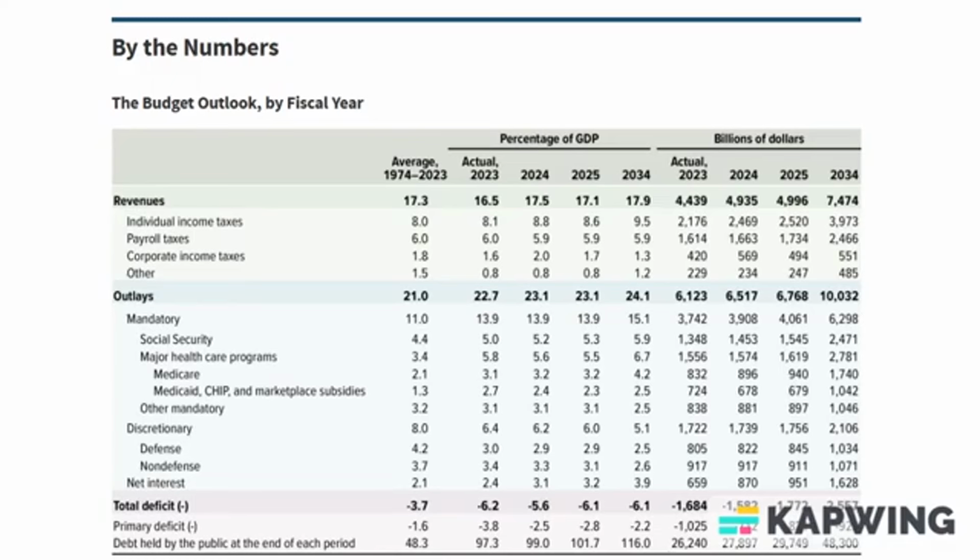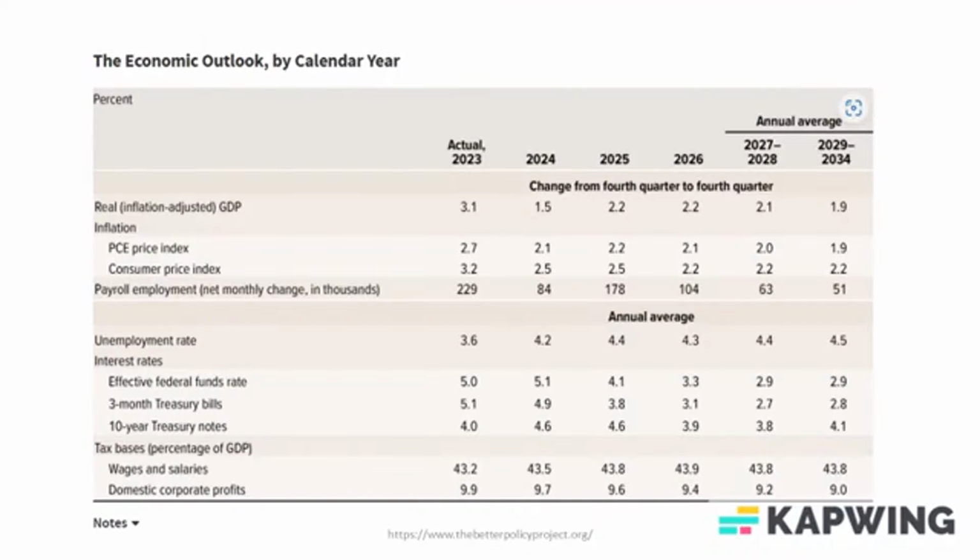Over the next decade, this ratio is expected to rise to 116%, indicating that the debt trajectory is unsustainable without significant policy changes. The primary deficit is projected to decline slightly from 2.5% of GDP in 2024 to 2.2% by 2034. While this may appear to be good news, it is actually concerning. To stabilize the debt to GDP ratio, the US government would need to run a primary surplus, spending less than its revenues to cover the interest on the debt.